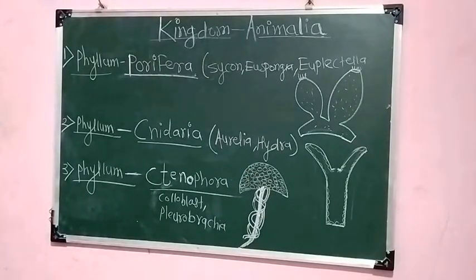Let us see the characters of this phylum Porifera. Okay, so these animals are basically aquatic animals, and most of them are marine water animals, while very few animals are freshwater animals. And these are commonly known as sponges.